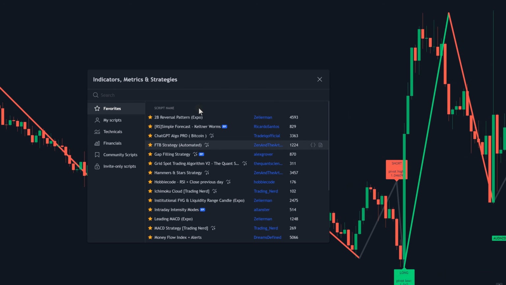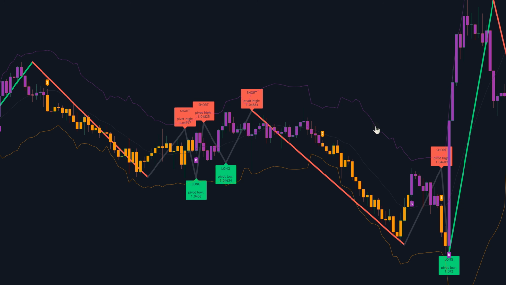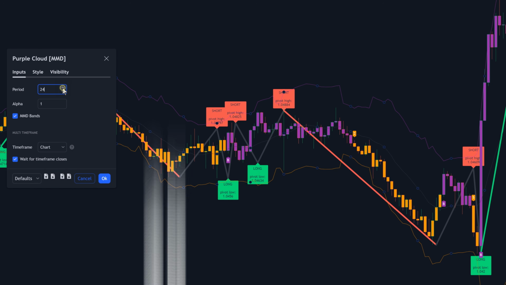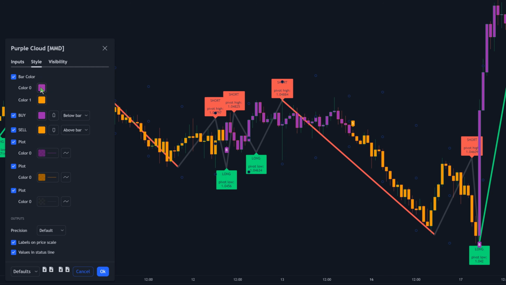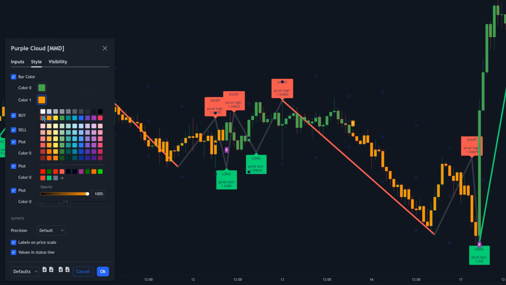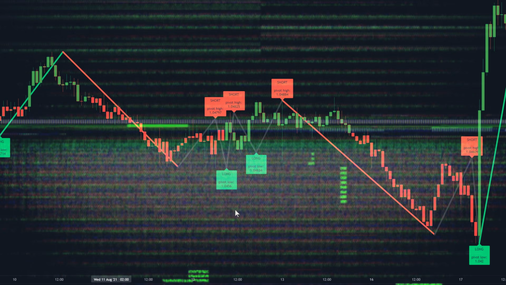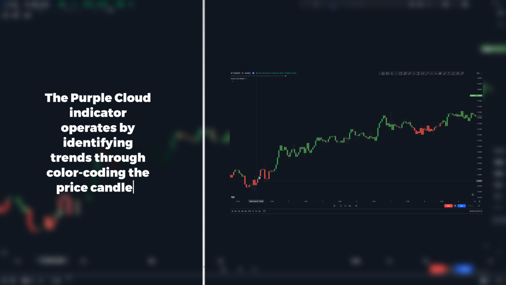On the indicator search tab, type in purple cloud, select this one by Murad M82. Double-click on it to access the settings panel. Then on the Inputs tab, change the period to 25 and disable the MMD band. Then on the Style tab, change color 0 of the bar colors to green and change color 1 to red. And then disable all these options. After that, click OK.